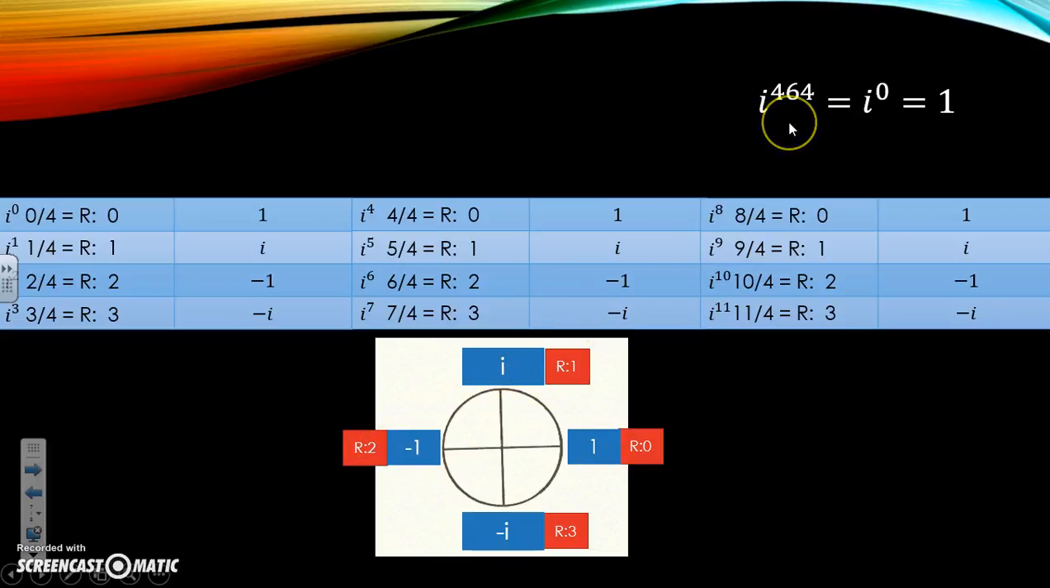So you can see here, for i to the 464, 464 divided by 4 has a remainder of 0. So it's equal to i to the 0th power, and it's equal to 1. i to the 23rd, if I divide that by 4, I get a remainder of 3. So that is equivalent to i to the third power, or -i. i to the 3002 is equal to i squared because the remainder of 3002 is 2. So we have -1. So we can continue in a pattern.